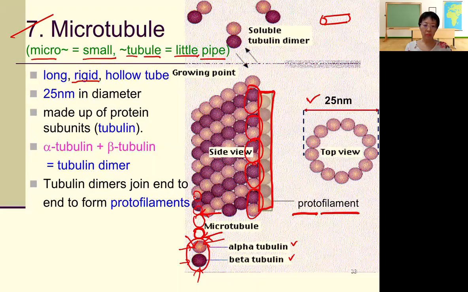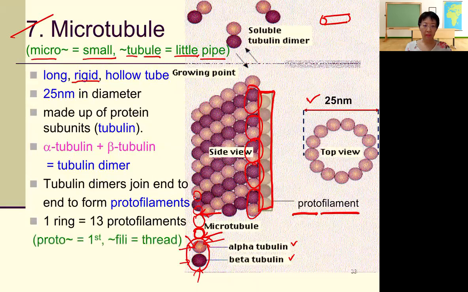All right, what is protofilament? Now, proto stands for first. Have you heard of the word prototype? Prototype is the first sample that you have created, right? Proto, first. Filament comes from the word fili. Fili stands for thread, meaning it looks like a string. So protofilament is the first string produced when the tubulin dimer joins end to end.